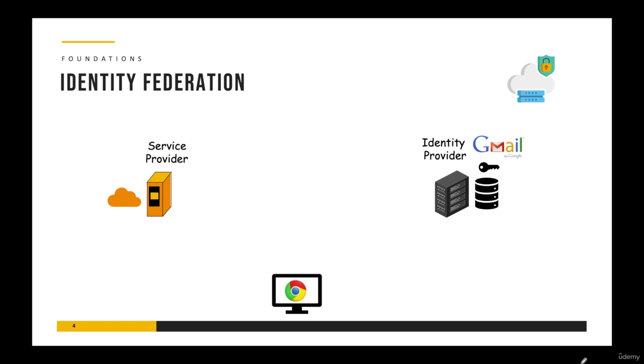Let's see how the identity federation flow works. Let's say you have an existing Gmail account and you want to log into a new website. That new website is the service provider. You want to access a new service and you have an account on Gmail, and since you will be using that account, Gmail would be the identity provider in this example.